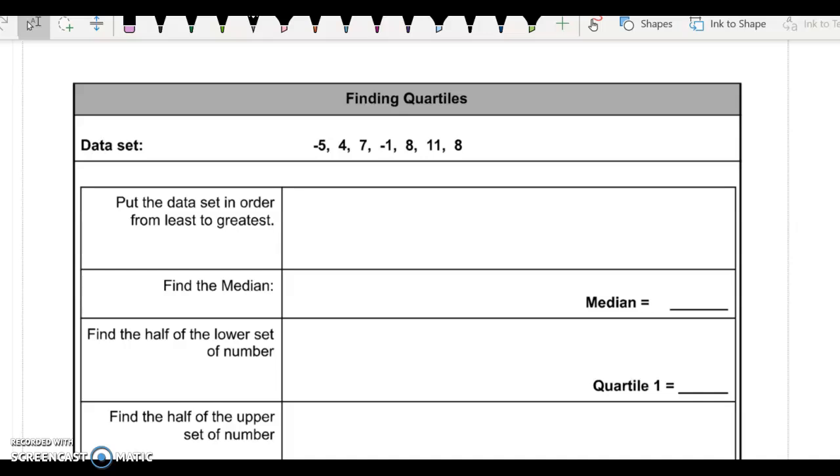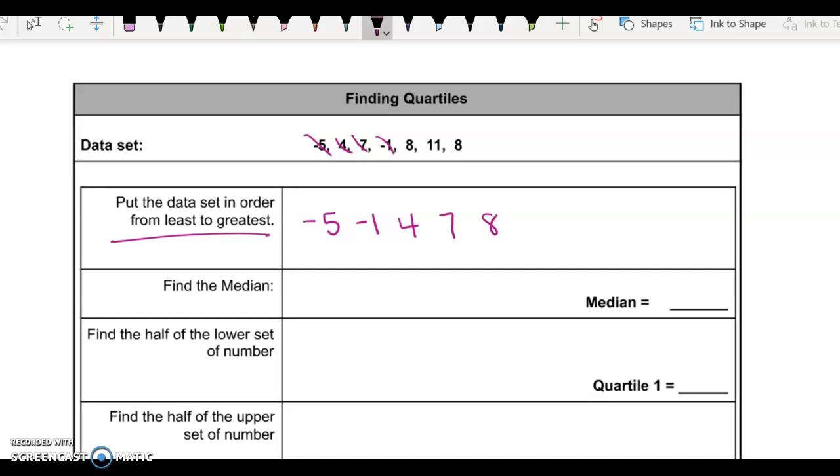Okay, so let's start with the data set. We are given -5, 4, 7, -1, 8, 11, and 8. Before we do anything, we need to first put them in order from least to greatest. So with negatives, remember the bigger the number is that's negative, the smaller it actually is because it's further away from 0. So -5 goes first, then -1, then 4, then 7, then 8, then 8, then 11.